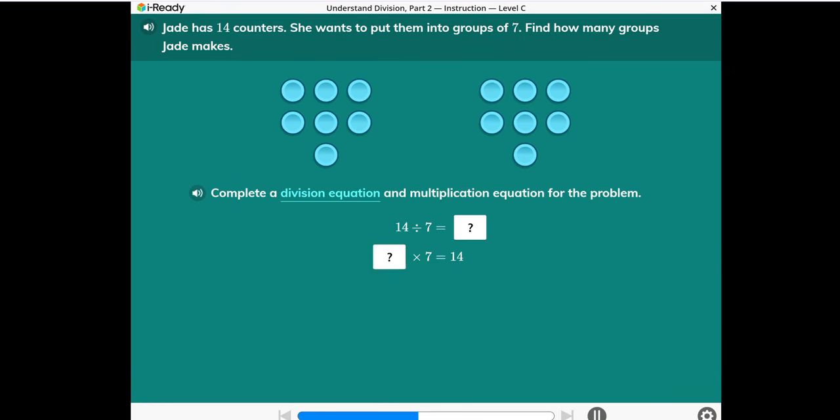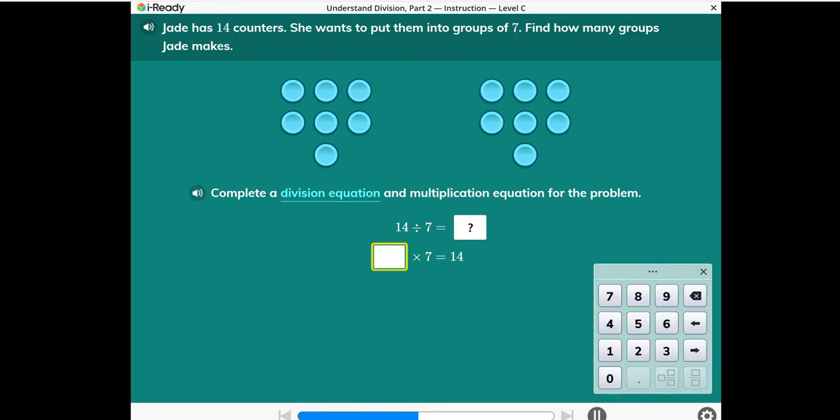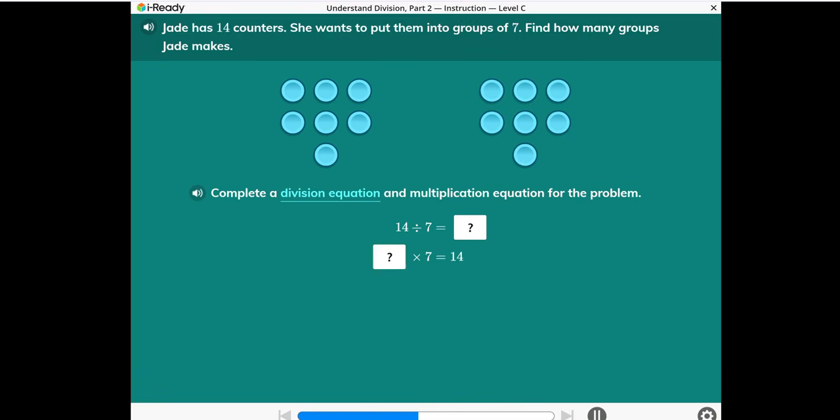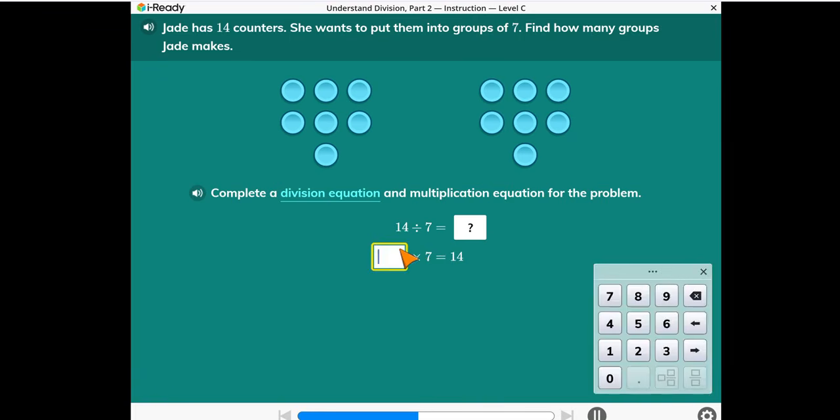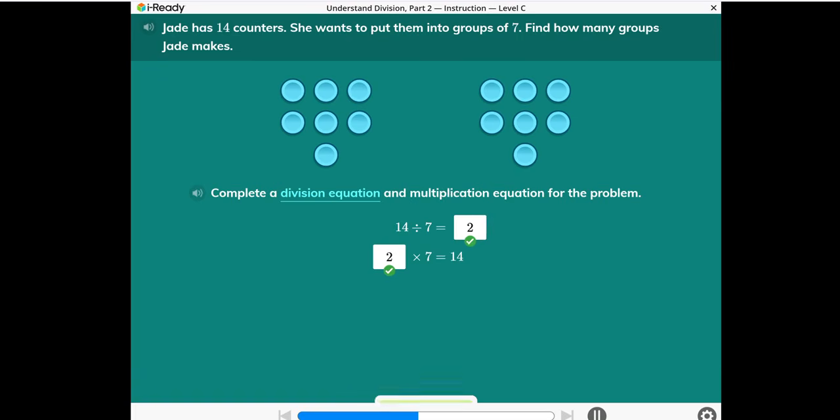I'm gonna start with the harder one first. I think the times is the harder one. Guys, I think this one is 2, and this one is 2 again. Yo, I did the harder one and then the easier one. 14 divided by 7 equals 2, and 2 times 7 equals 14.